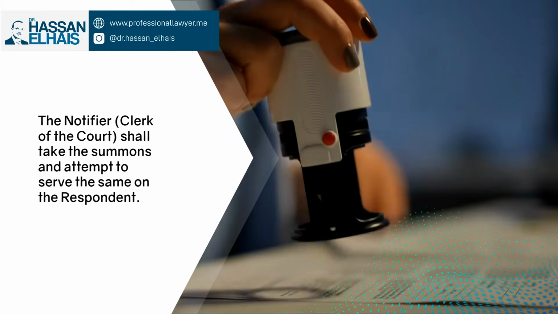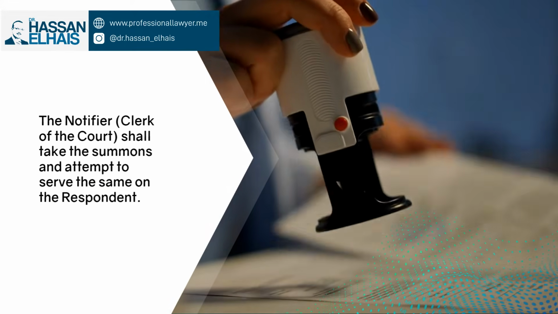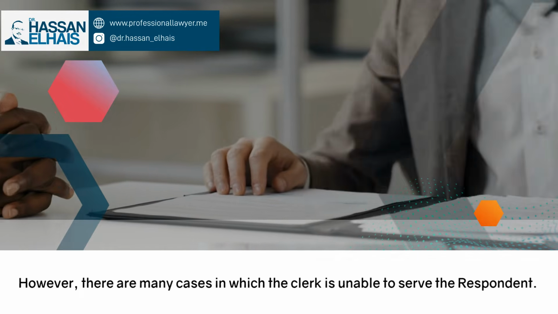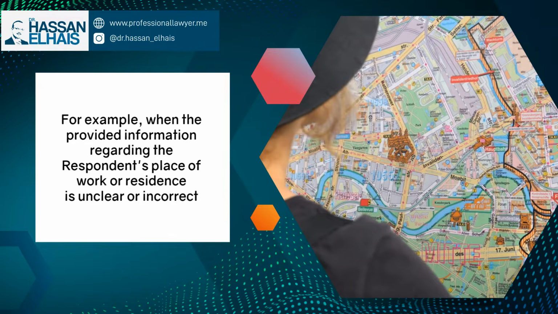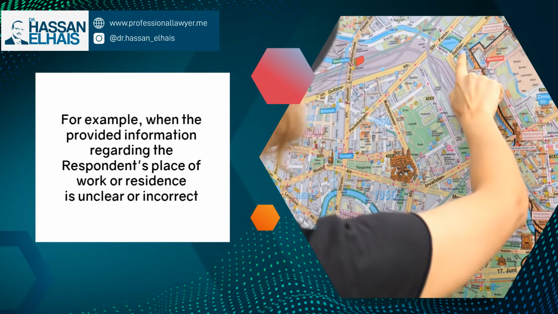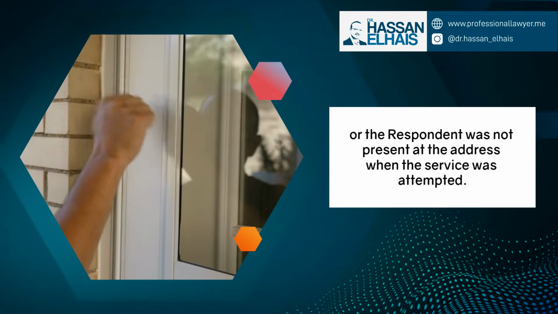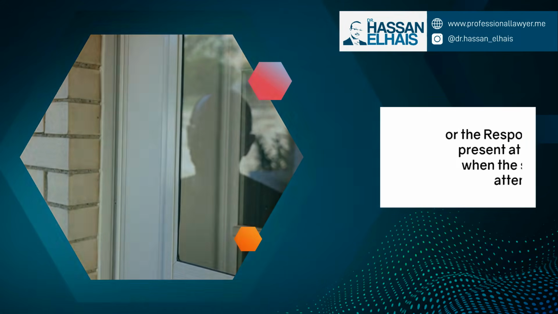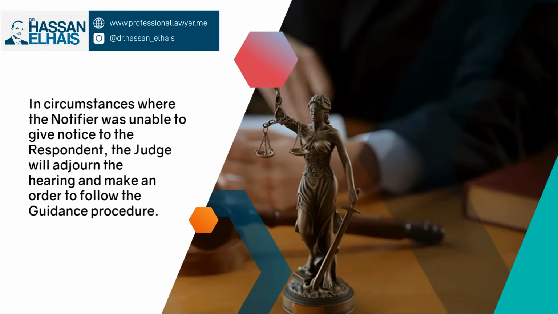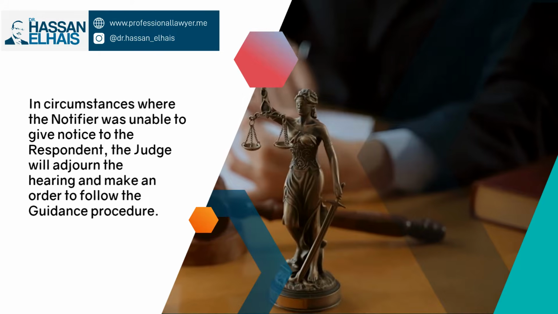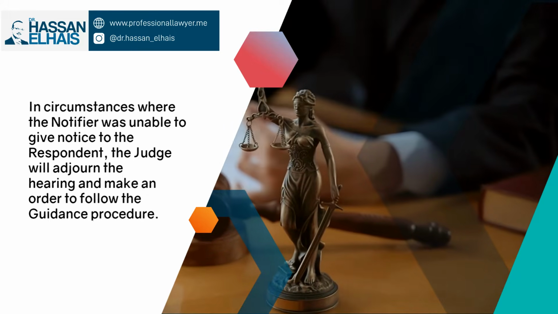The notifier, clerk of the court, shall take the summons and attempt to serve the same on the respondent. However, there are many cases in which the clerk is unable to serve the respondent. For example, when the provided information regarding the respondent's place of work or residence is unclear or incorrect, or the respondent was not present at the address when the service was attempted. In circumstances where the notifier was unable to give notice to the respondent, the judge will adjourn the hearing and make an order to follow the guidance procedure.